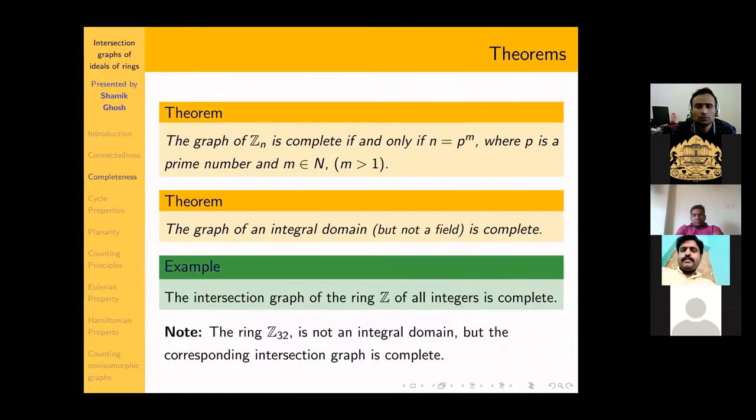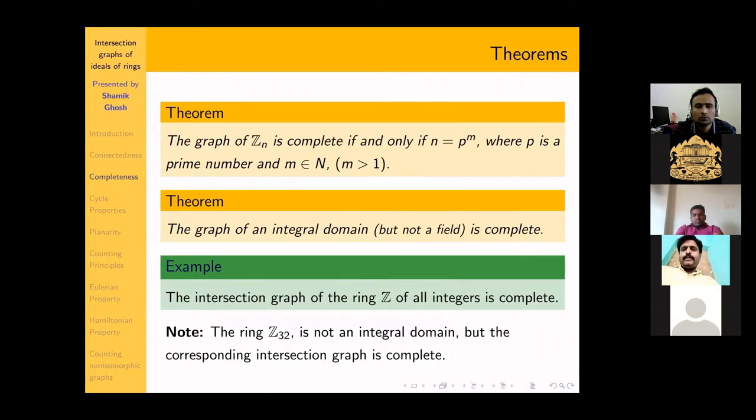The last slide. In the statement, it is the integral domain which is not a field. Can we replace it by infinite integral domain? Z is an infinite integral domain. No, not replace. This is an example. Z is an example of an integral domain which is not a field. Okay.